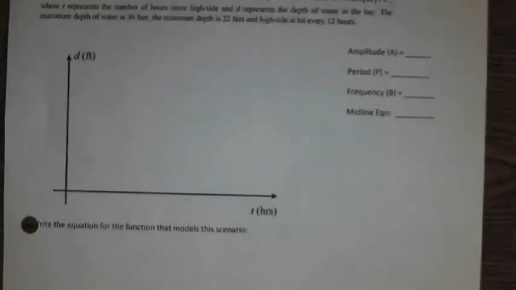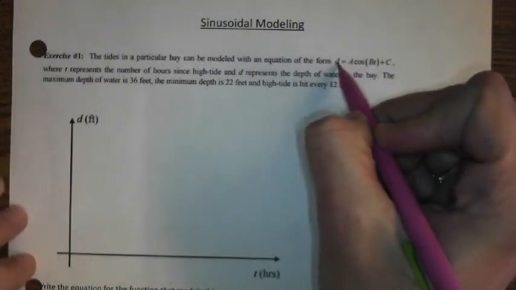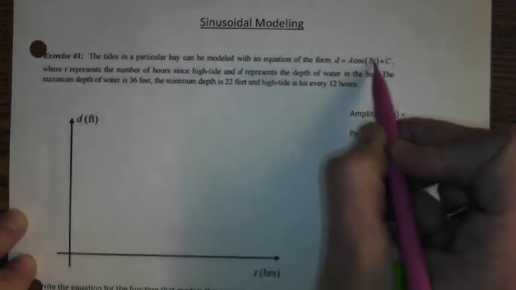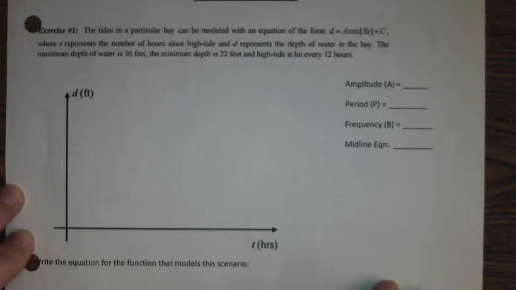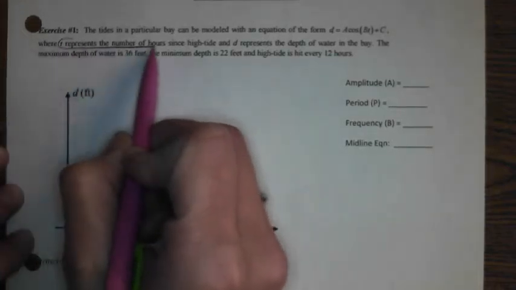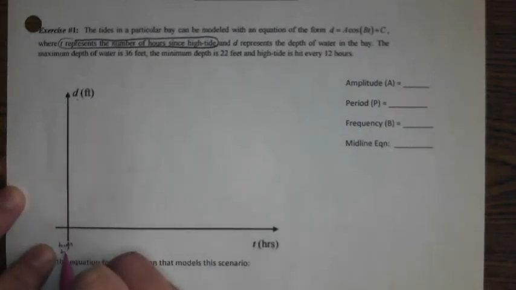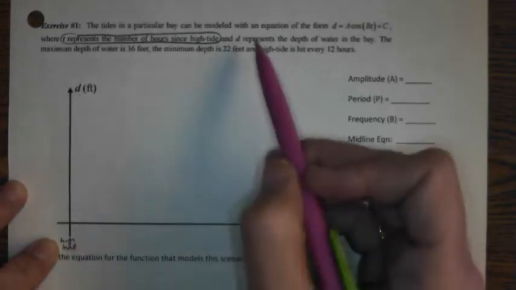On this one, again with the tides, it's telling us D equals, and they've labeled the y-axis D already for you, so that's done. And it's in terms of T, not X. So they've labeled the x-axis T for you and told you hours. So they've kind of done a little legwork there. T represents the number of hours since high tide. So this must be high tide. Right? Yeah. And D represents the depth of the water in the bay. So this is depth.